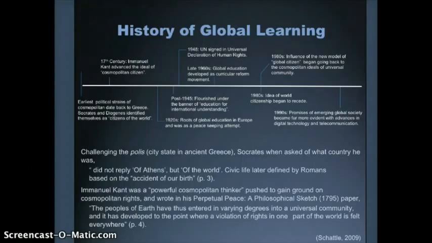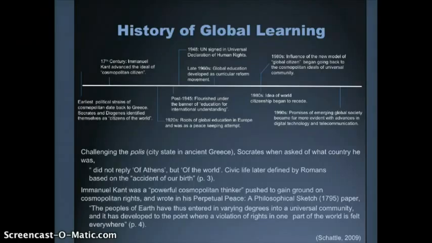If you look at the brief timeline above, you'll notice some key points. While we did note the earliest, meaning Socrates and in the 17th century with Immanuel Kant, there were also some key points throughout the last century and a half. In the 1920s, the roots of global education in Europe was based on peacekeeping attempts. This was prior to World War II. After 1945, this flourished under the banner of Education for International Understanding.